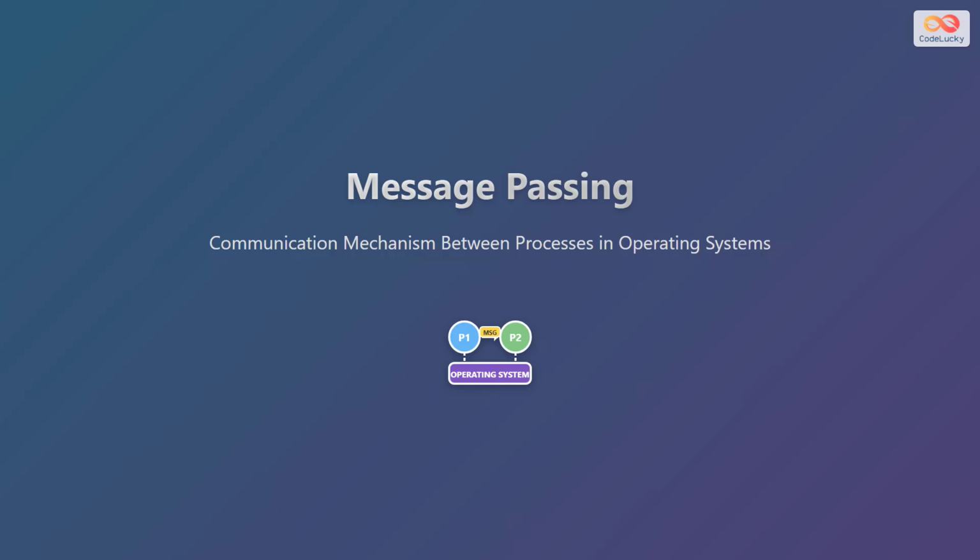Let's explore message passing, a fundamental communication mechanism between processes in operating systems. It enables processes to exchange information and coordinate their actions. In the diagram, observe Process 1 and Process 2 interacting through the operating system. A message is sent from Process 1 to Process 2, facilitated by the underlying operating system.